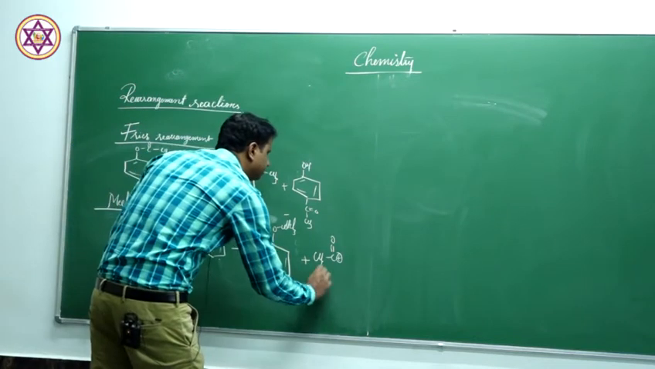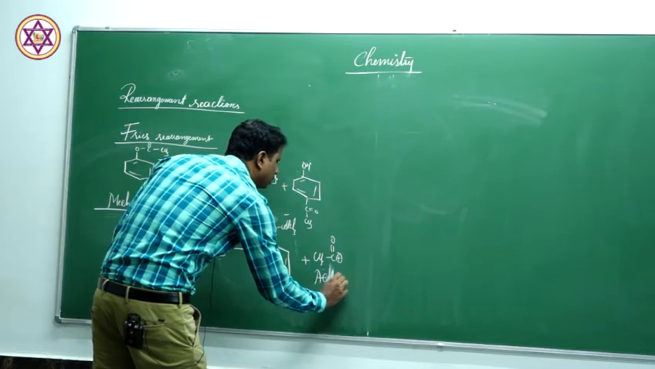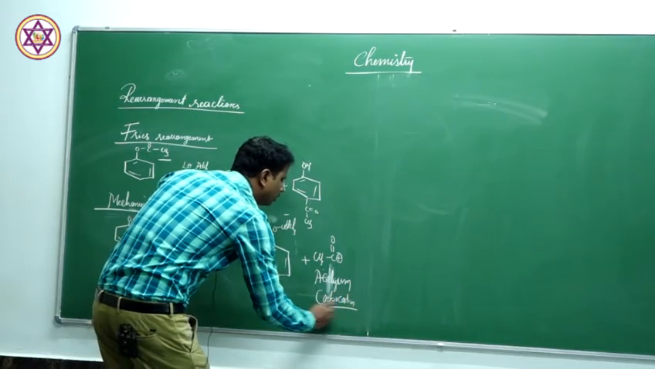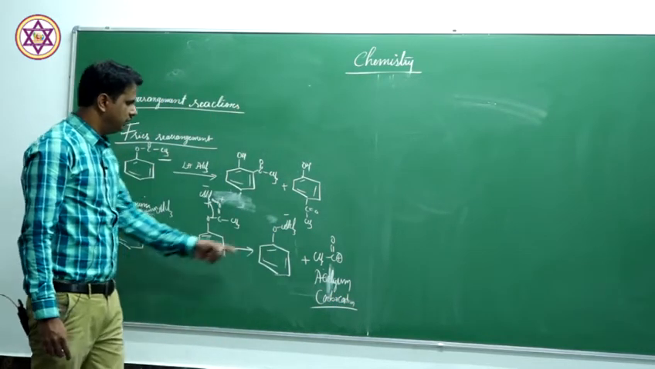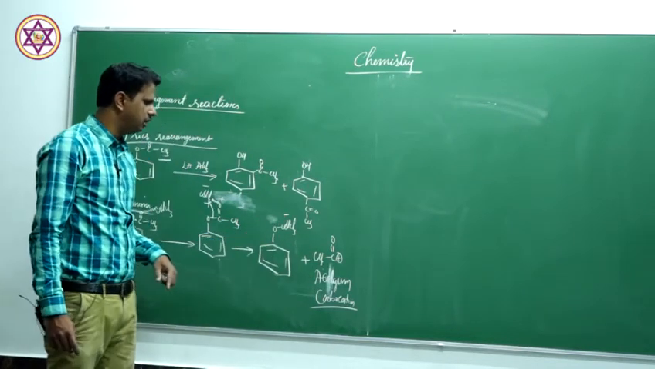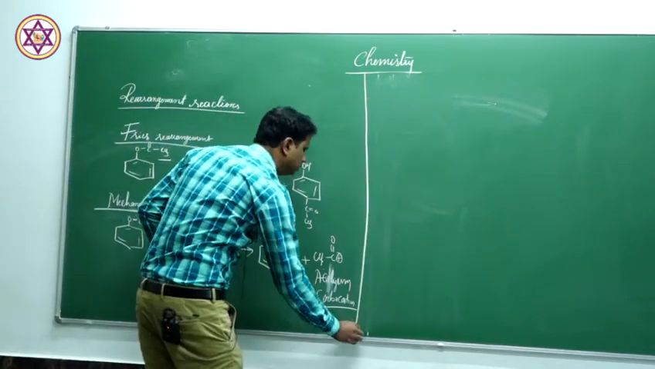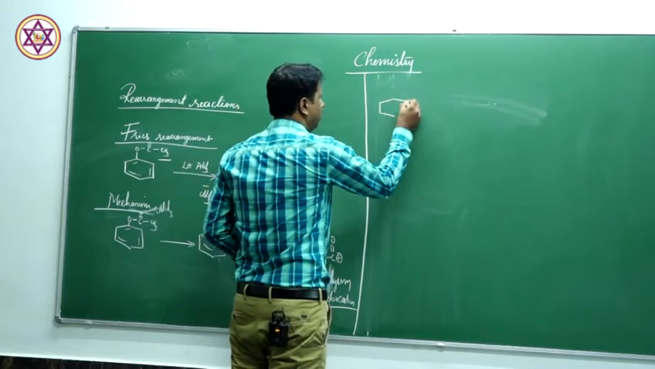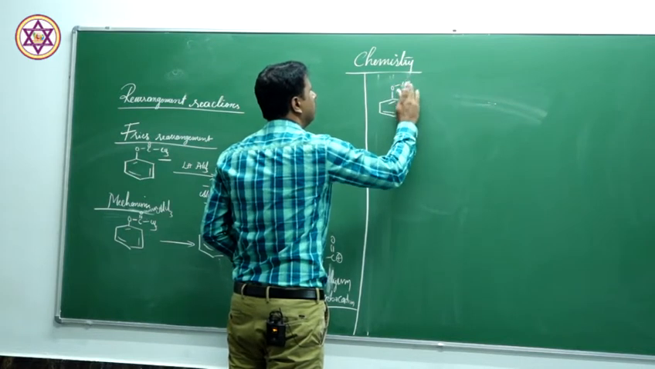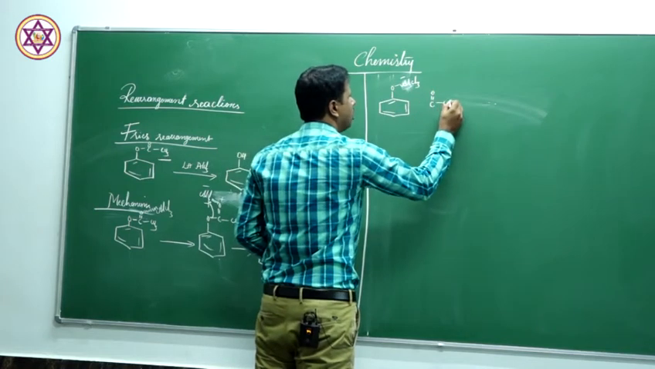Acylium carbocation. Now in this step, here is a positive charge and here is a negative charge. Once again the entire system is neutral. In the next step, I am writing it here: AlCl3 minus, and we have the acylium carbocation here.